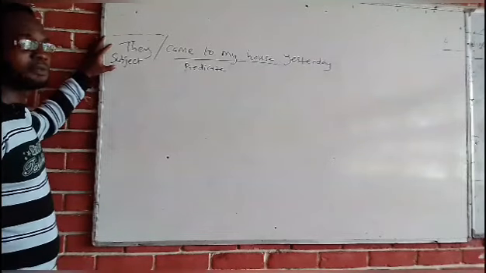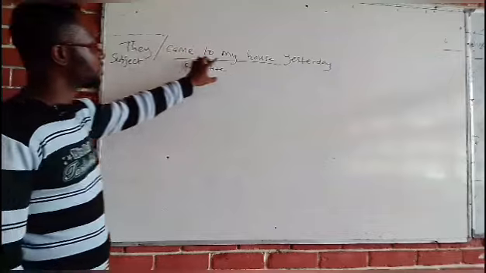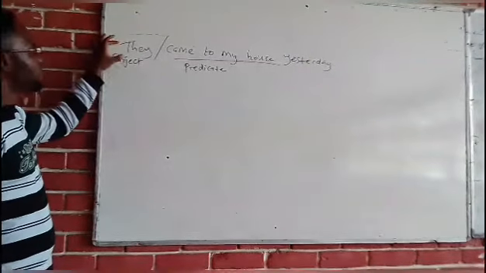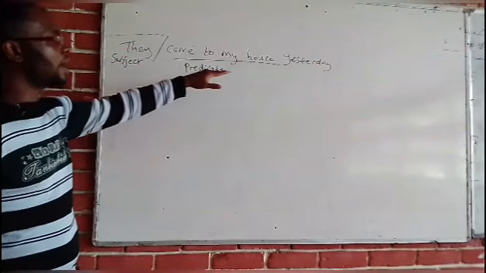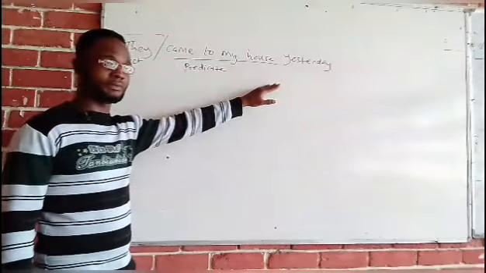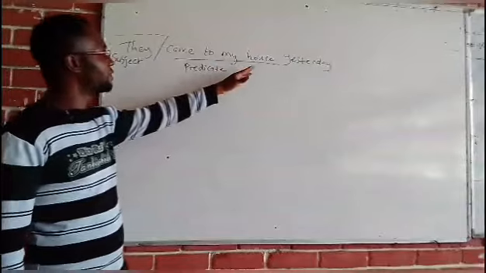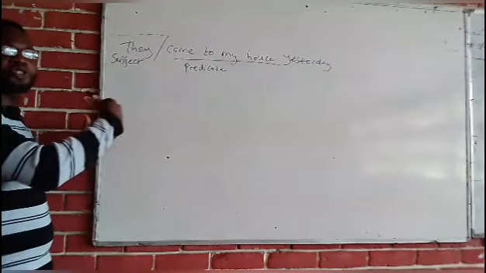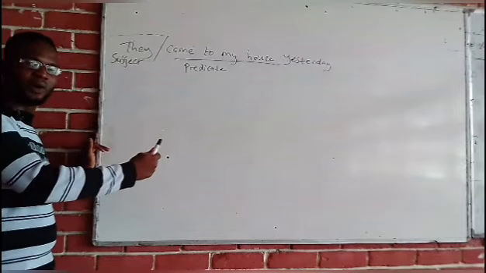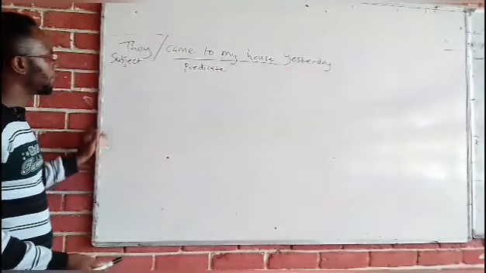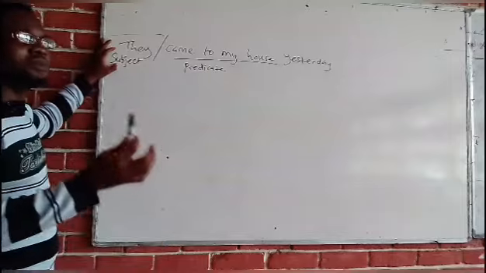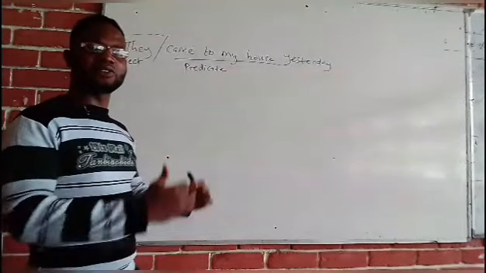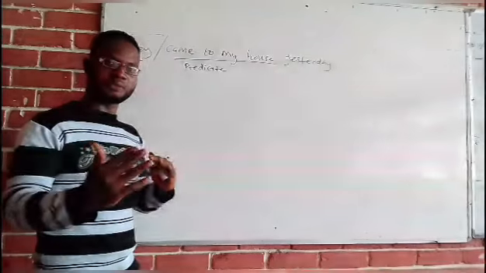Now, if you check the board, you see a construction. What we have here is: they came to my house yesterday. Now, we want to know if this construction is a sentence or a phrase. The two major components of a sentence are the subject and the predicate.